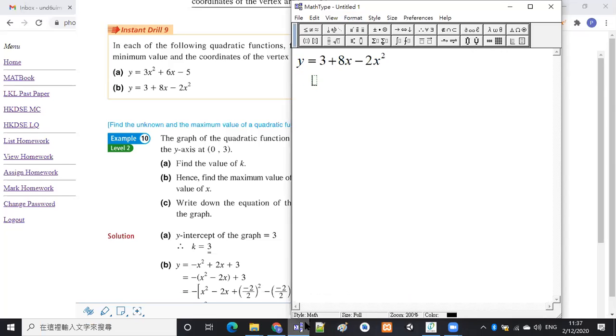And so I will rearrange the terms in the ax squared plus bx plus c format first. So that is negative 2x squared plus 8x plus 3. Just arrange them in the correct order first, and then take out the a. A is negative 2 this time, and we have x squared, this becomes minus 4x plus 3.